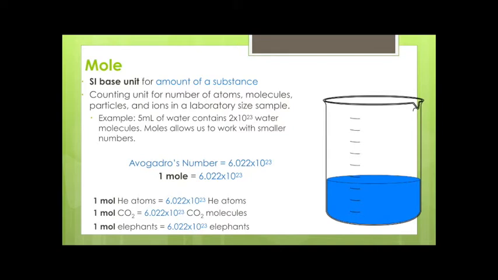So 1 mole of helium atoms is 6.02 times 10 to the 23rd helium atoms. 1 mole of carbon dioxide is 6.02 times 10 to the 23rd carbon dioxide molecules. 1 mole of elephants is 6.02 times 10 to the 23rd elephants. So like I said, just like we use the dozen, I can have a dozen eggs, a dozen pennies, same idea. It's just a quantity, but it fits perfectly for chemistry because we work with so many atoms in a sample or molecules in a sample, and it just makes the number smaller for us.